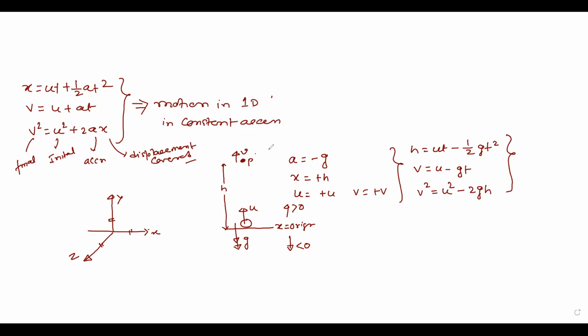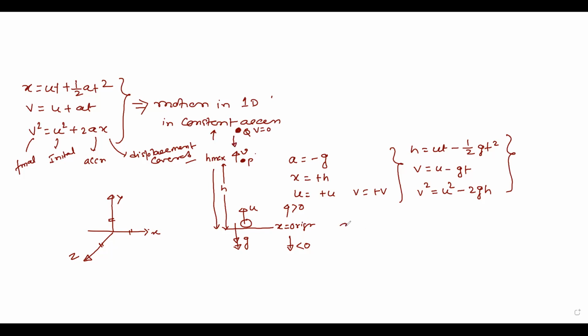Now suppose the ball has reached the point Q, and at this point the ball starts returning down. Suppose this is the maximum height reached by the ball, h max. So what is the condition of maximum height reached? At this point the velocity of the ball will be 0. It can no longer go upward, so it will be coming down.